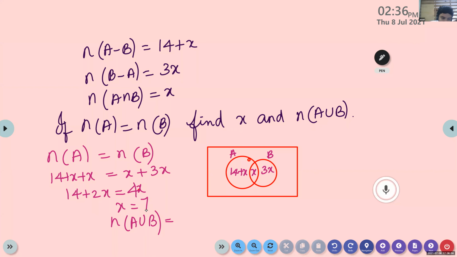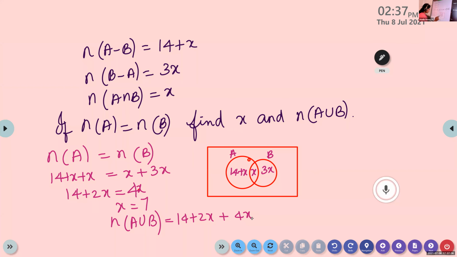Ma'am, 56 is the answer. No. How have you calculated? Tell me the steps. Ma'am, I got the x and I substituted in A and B. Okay, so A is equal to 14 plus 2x, that is equal to 28. Plus what about B? B is 4x, then 4 into 7. And you added this too. Yes, ma'am, that is the mistake.